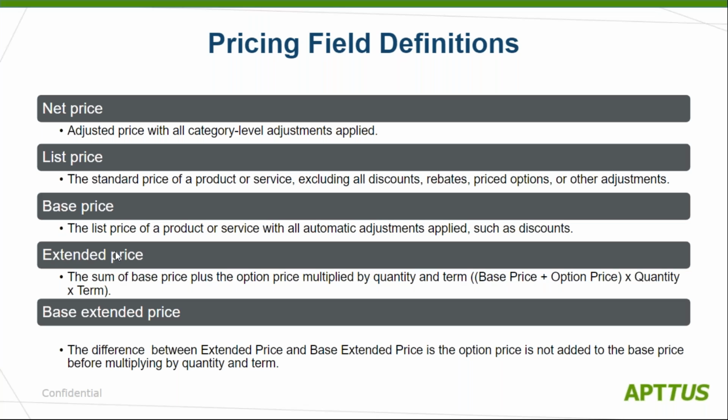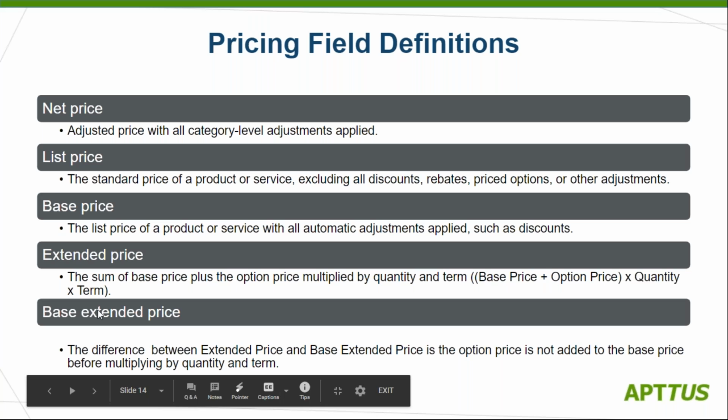So we saw the definitions of net price, list price, and base price. Now the extended price definition is the sum of base price plus option price, multiplied by quantity and term. So it is base price plus option price times quantity times term. This is the formula for the extended price.